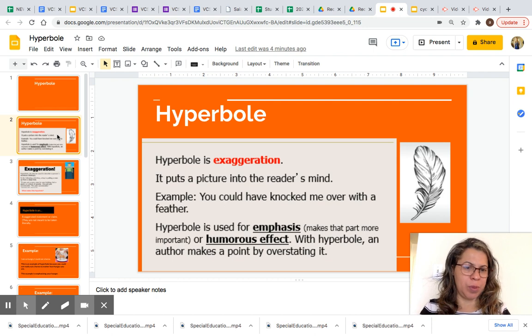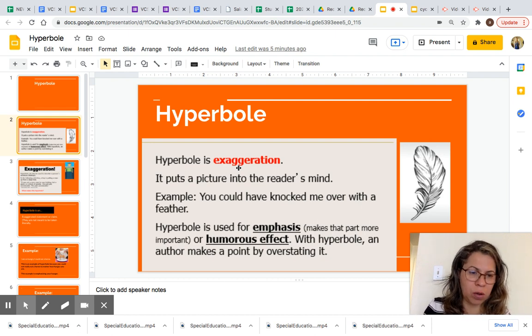Hyperbole. What's a hyperbole? Hyperbole is exaggeration. It puts a picture into the reader's mind. Example: you could have knocked me over with a feather. In this example, someone says the person is so weak that you could have just knocked her over with a feather, but you actually can't literally knock someone over with a feather. So this is an example of hyperbole.